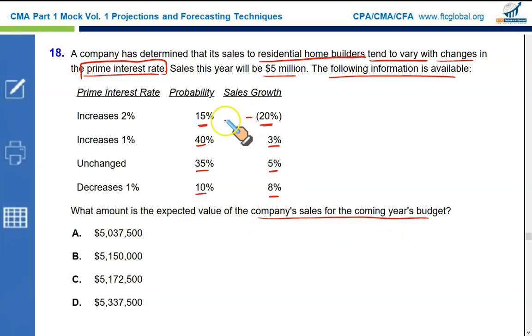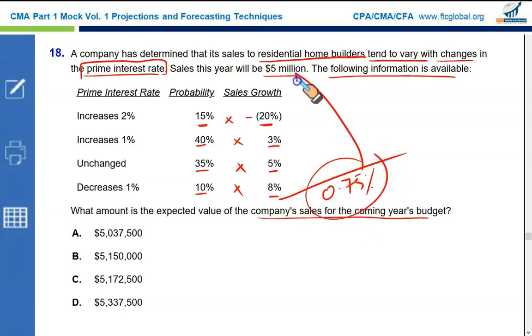So what you're going to do is take 15% of -20 plus 40% of 3 plus 35% of 5 plus 10% of 8 and add all these results up. You will get 0.75%. So 0.75% multiplied by the sales amount will give you 0.75% times 5 million. It will give you an estimated increase of $37,500, right?